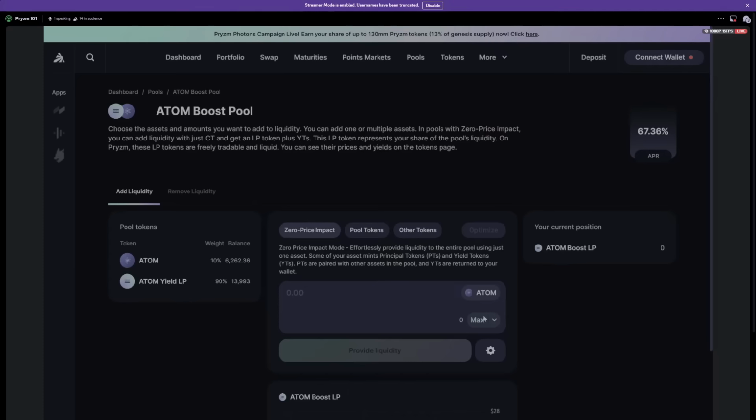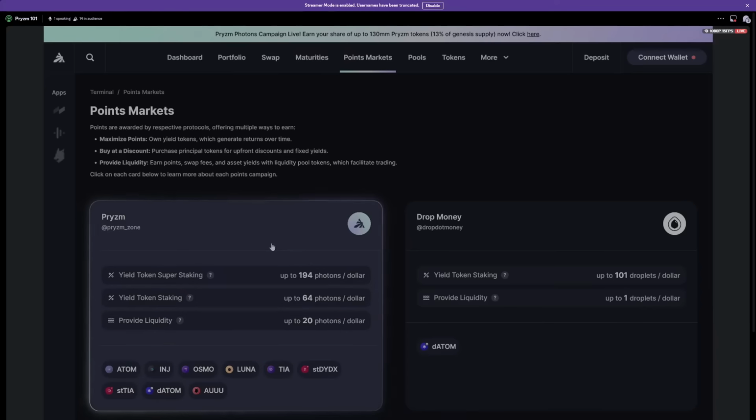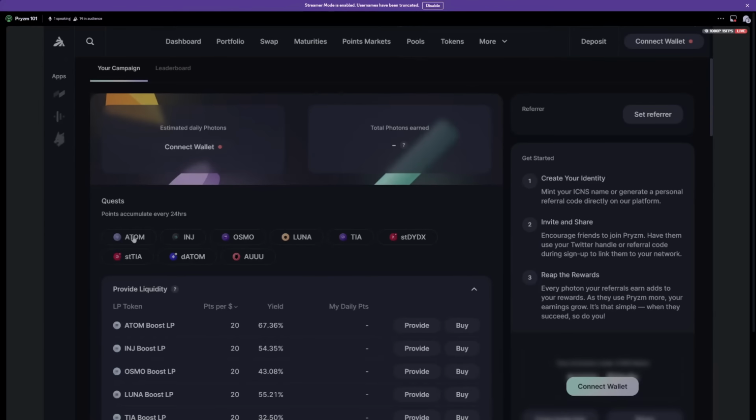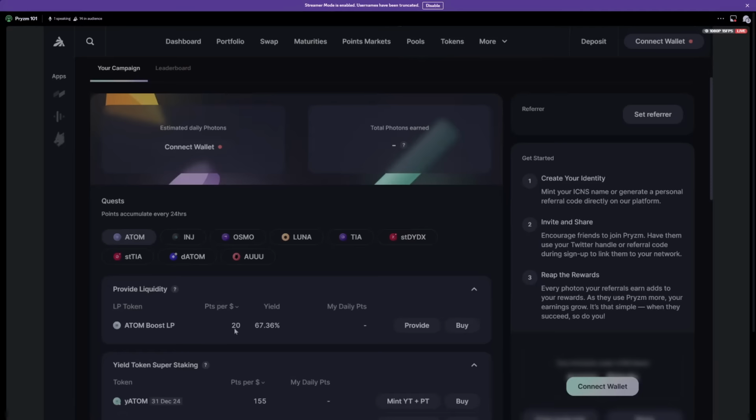So here you go. You have all of these assets in the liquidity pool. So if we go back to the points markets, you can see that if you hold the boost pool, you're going to earn 20 photons a dollar, and that yield we just explained is coming from the underlying assets in the liquidity pool.